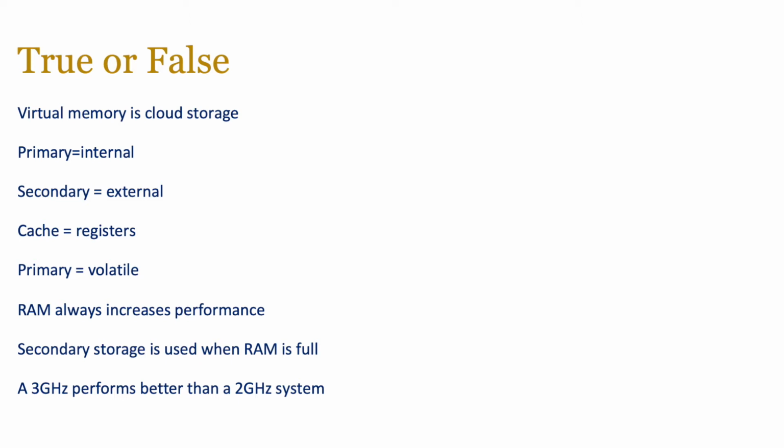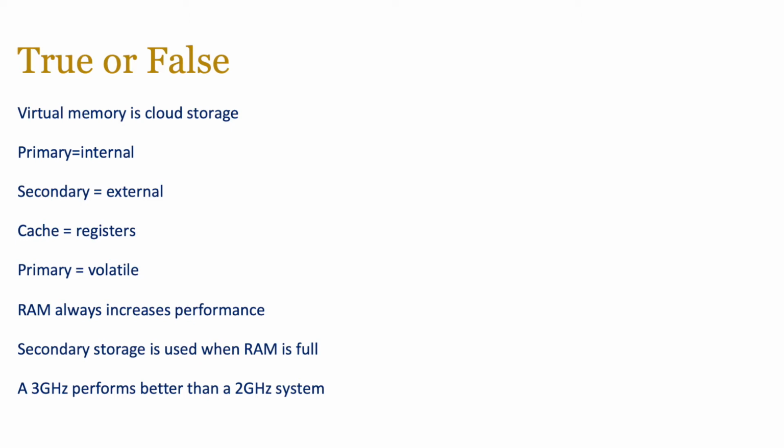RAM always increases performance, that's false as well, because often other factors come into play. Secondary storage is used when RAM is full, again, that is incorrect as well, because that can lead to crashes unless you've got virtual memory being utilized. A 3 GHz performs better than a 2 GHz system. Again, technically it might be possible, but not really in real life, because RAM and other components can also play a significant part. So if you've got a faster processor but limited amount of RAM, that can act as a bottleneck as well. So hopefully you got those correct.